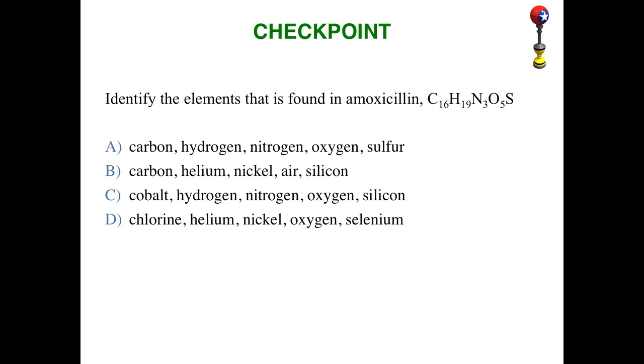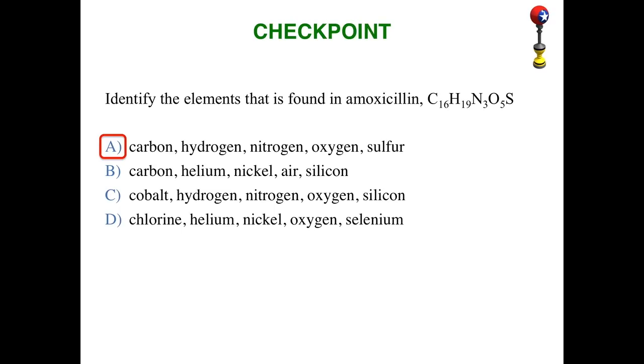Okay, so we come to our first checkpoint. And the question asks, identify the elements that are found in amoxicillin, C16H19N3O5S. Okay, so this is a molecule or a compound. All right, so hopefully you said the answer was A because C stands for carbon, H stands for hydrogen, N stands for nitrogen, O stands for oxygen, and S stands for sulfur.